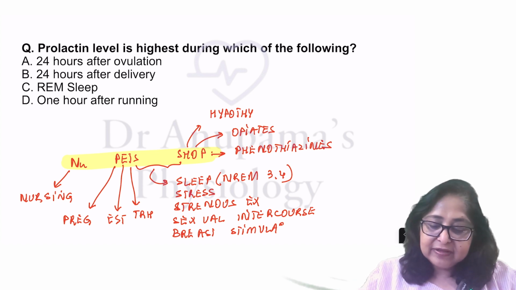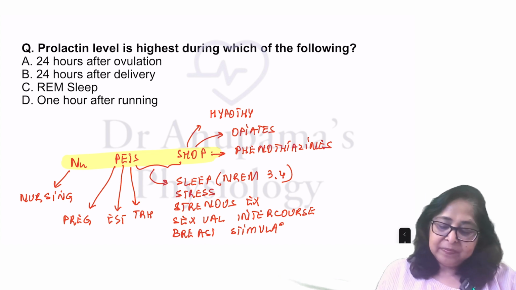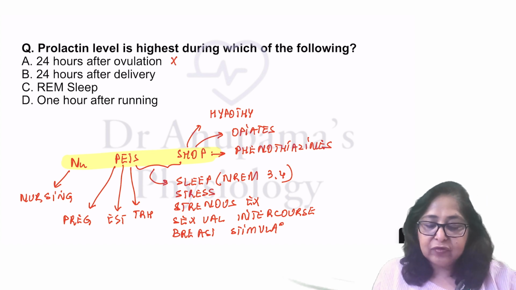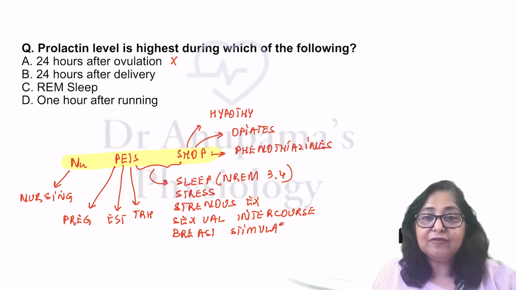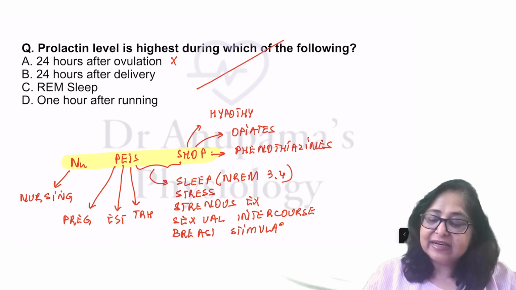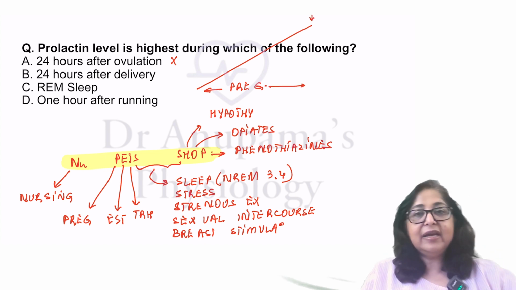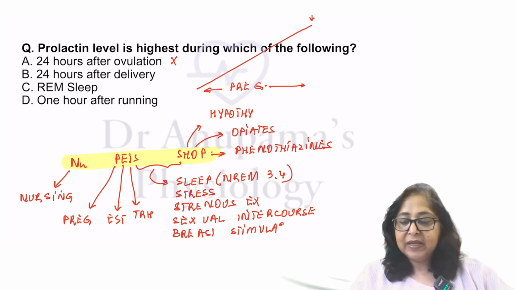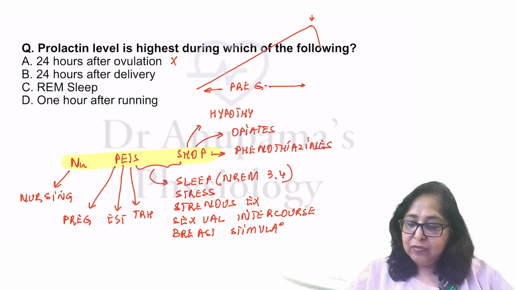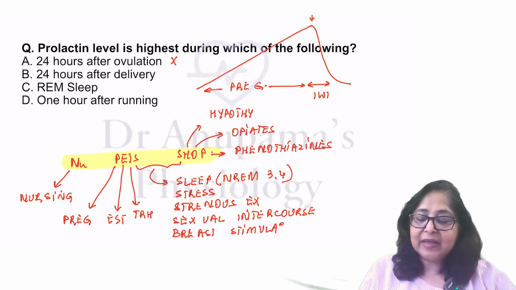Now, do prolactin levels increase 24 hours after ovulation? No. These are the conditions where the prolactin levels will increase 24 hours after delivery. Please understand, there is a steady increase in prolactin levels during pregnancy. There's a steady rise. At the time of delivery, the prolactin levels begin to fall, and they will reach the pre-pregnant levels in 1 week.